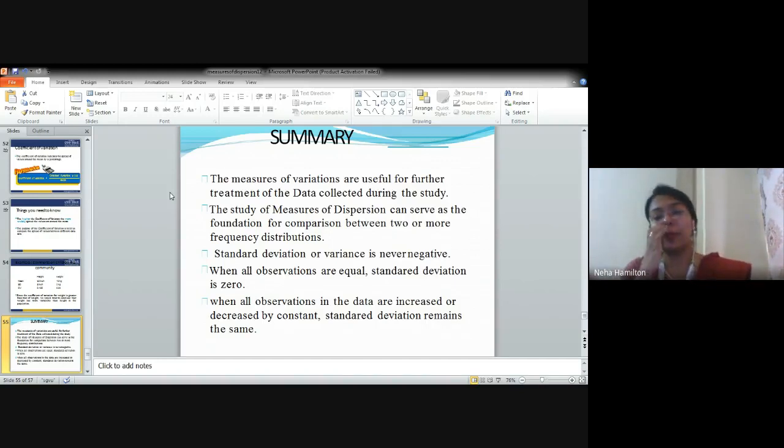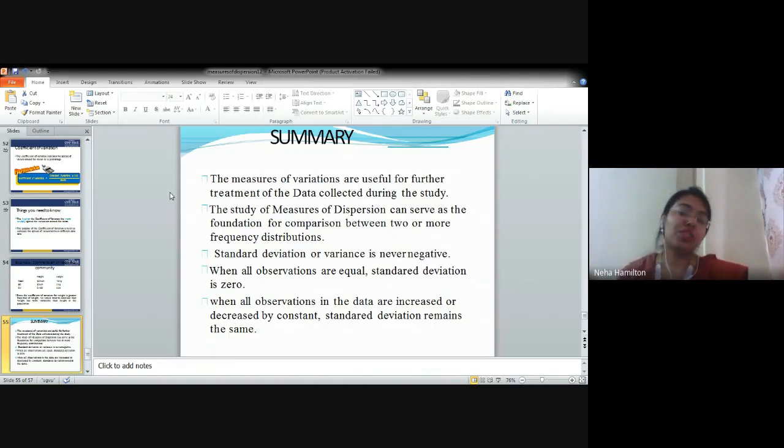When all the observations are equal, standard deviation is zero, right? That means there is no deviation. Everything is on the mean. Mean, mode, and median are exactly similar. So if they are exactly similar, with no dispersion in the population, then how are we going to get deviation? We are not going to get deviation.